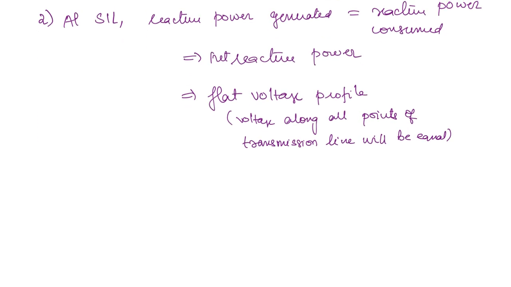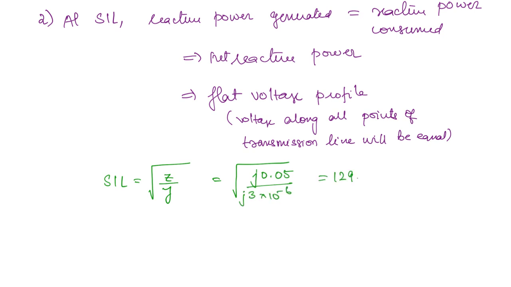So here in this question we just have to find out what is the surge impedance loading. Okay, at that loading we will get a flat voltage profile. So this is what it is equal to root over Z by Y. So this is given as J 0.05 divided by 3 into 10 to the power minus 6 J. Okay, so you are going to get 129 ohms.